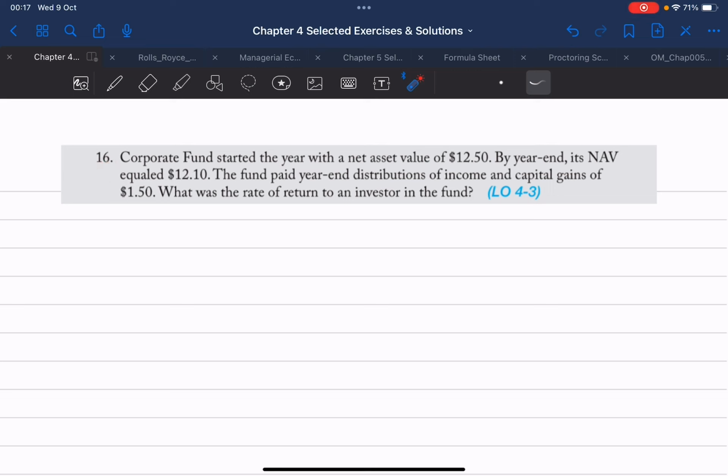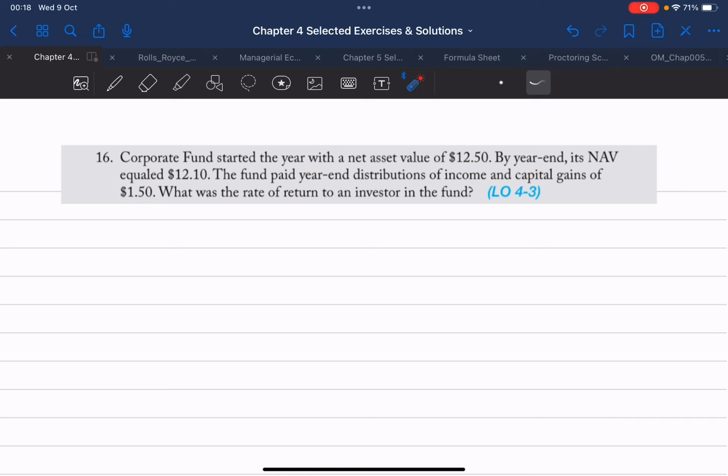The question says, corporate fund started the year with a net asset value of $12.50. By year end, its net asset value was $12.10. The fund paid year-end distributions of income and capital gains of $1.50. What was the rate of return to an investor in the fund?